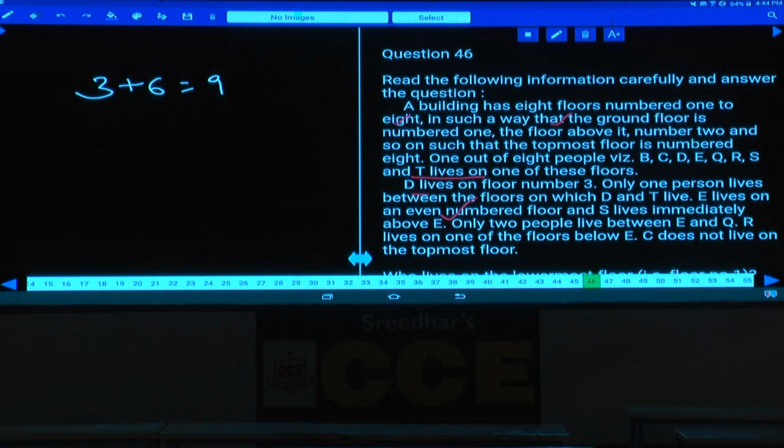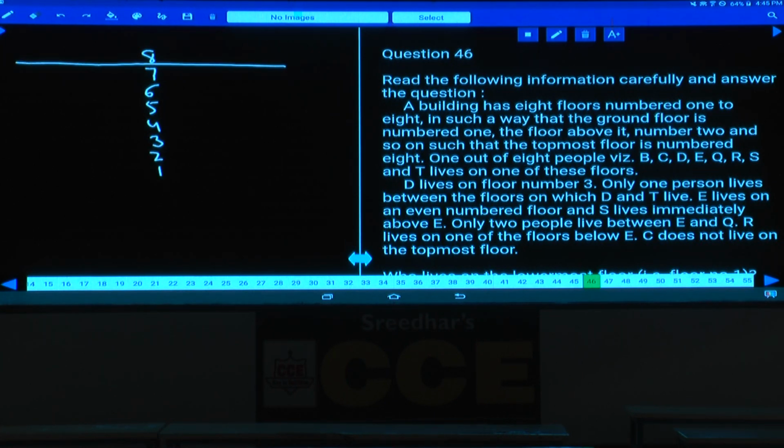Then question numbers 46 to 50. A building has how many floors? 8 floors. 8, 7, 6, 5, 4, 3, 2, 1. A building has 8 floors, numbered 1 to 8, in such a way that the ground floor is number 1, the floor above is number 2, and so on, and the topmost floor is number 8. B, C, D, E, Q, R, S, and T each live on one of these floors.